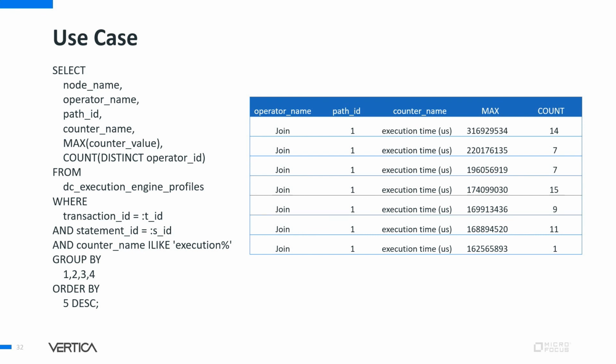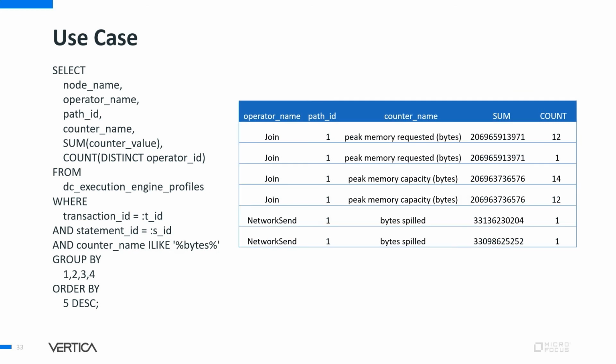In another query, I'm checking how much total memory was requested by the join operator, and whether any other activities caused this performance issue. You can see there are bytes spilled during the join operation, probably because of hash join. Like my colleague mentioned, you can try to use merge join instead of hash join. Like this, you can review the profiling data and identify the issue to rectify it.